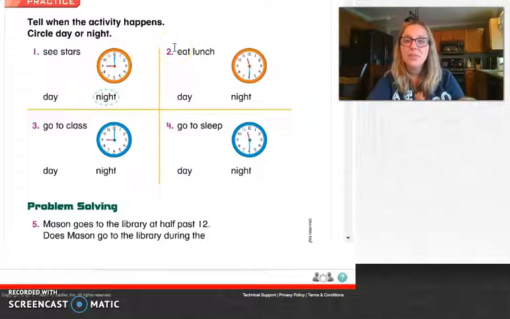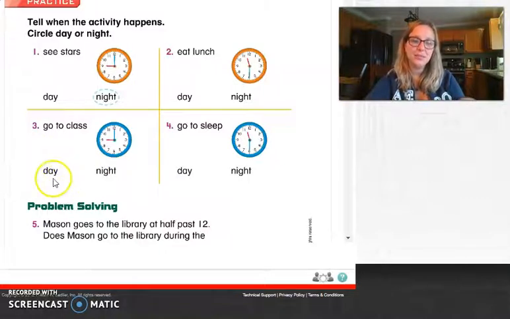Number 2, when do we eat lunch? Do we eat lunch 11:30 during the day or at 11:30 during the night? We eat lunch during the day, so circle day. Number 3 says go to class. So if we were in school, in the building at 9 o'clock, would that be during the day or would that be at night? That would be during the day, so you circle day.